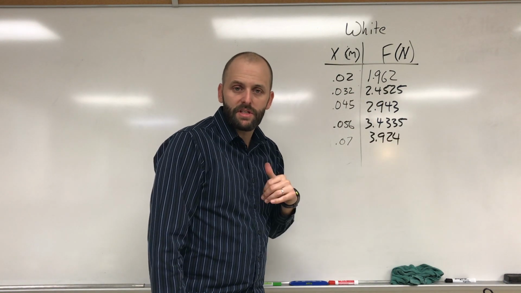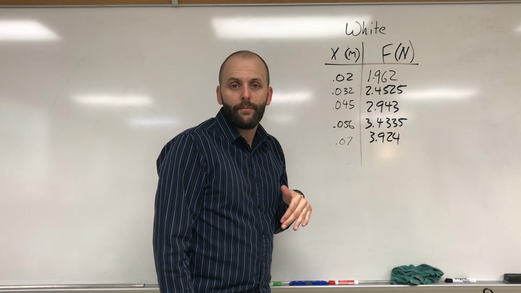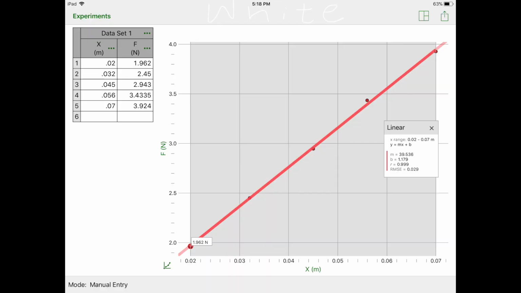Now to the side, you should see the graph of what we had there. We're going to move on now to green. This is the data collected for the white spring. As you see, the slope on the white spring was 39.5, so roughly 40. That is your K value for the white spring.